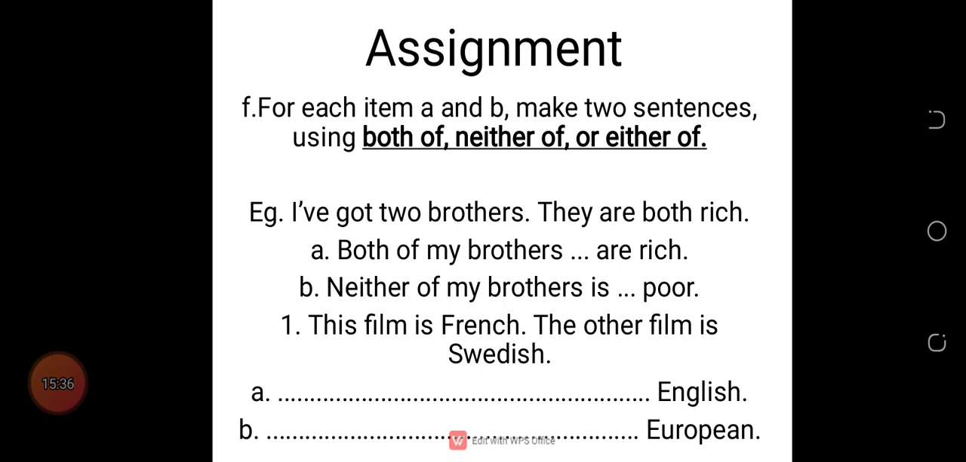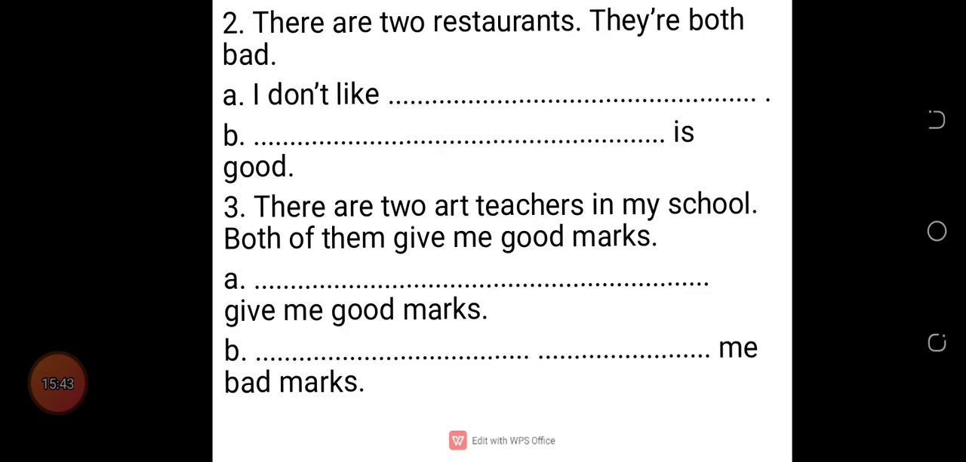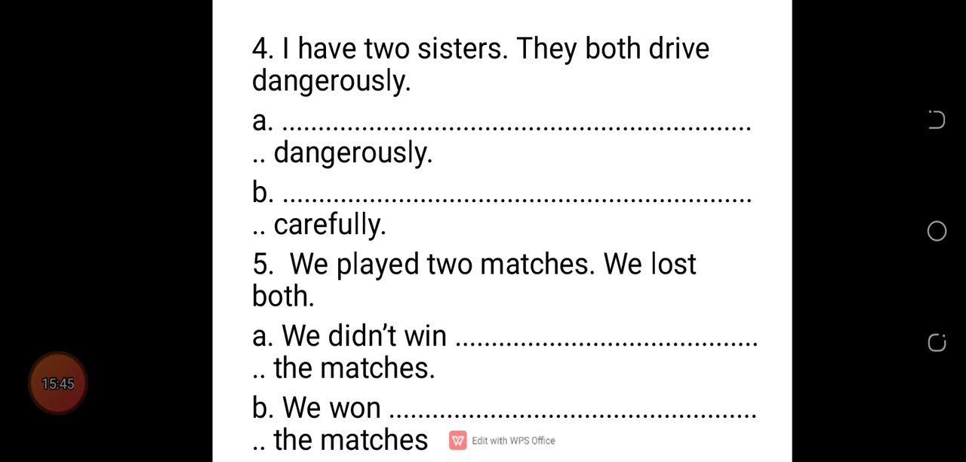All right. So you have 1 to 5 to answer. Read carefully and answer the questions.